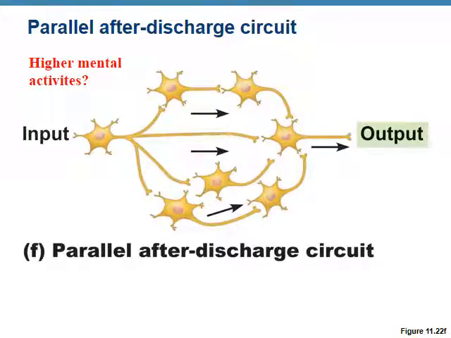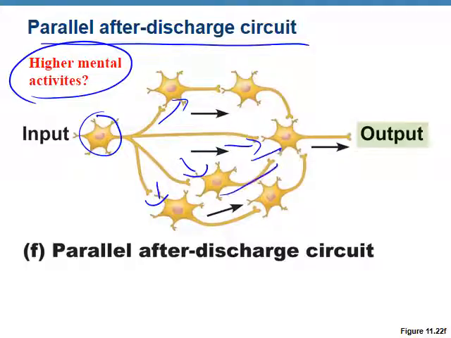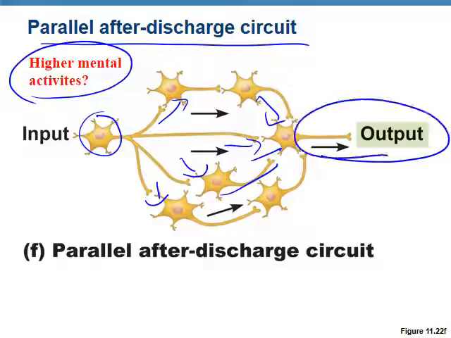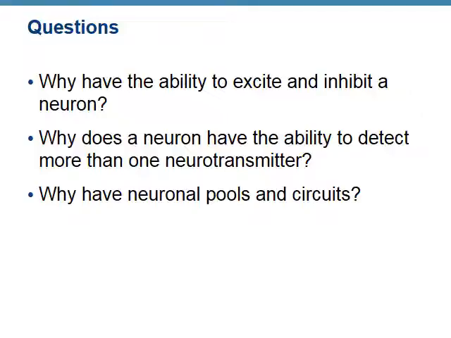This is a very simplistic drawing that we think relates to higher mental activities. So they call it parallel after discharge circuit. So here we have one input, but it's targeting all of these other neurons, and then they kind of converge into one output. So again, you're taking in facts and information from multiple areas, and all of that information is coming together so that you can make one decision or one output. Let's look at some big picture questions to try to sum up this chapter.